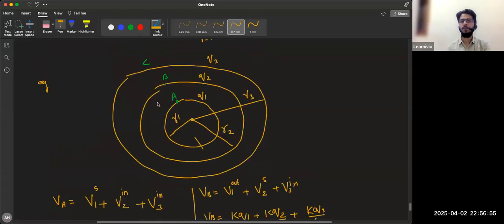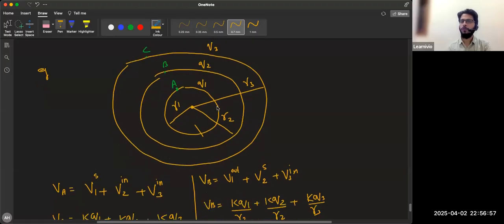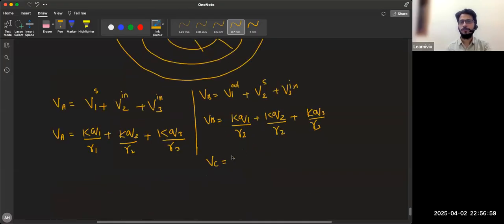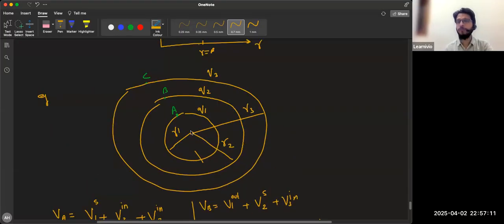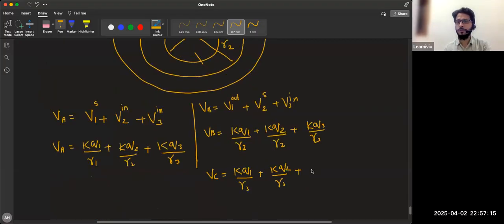Similarly, we can calculate potential at C. For the first sphere, it's outside, so it's kq1 by r3. Similarly, for the second sphere, it's also outside, kq2 by r3. Why r3? Because we need the separation from the center to the point. And for the third sphere, the point is on the surface, so it's kq3 by r3. Is it clear, everyone? Yes. Okay, note it down.